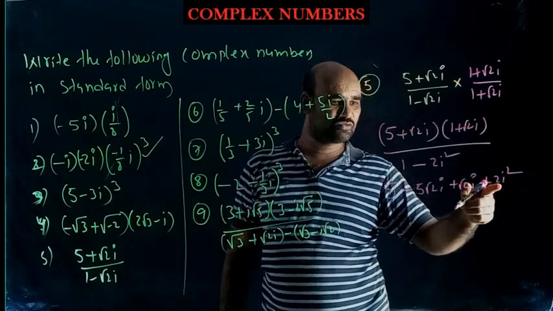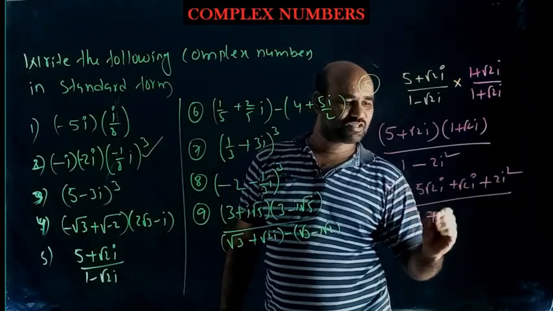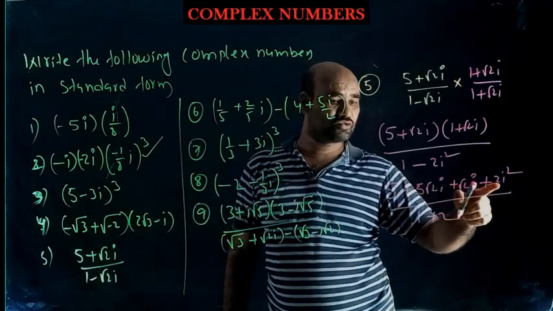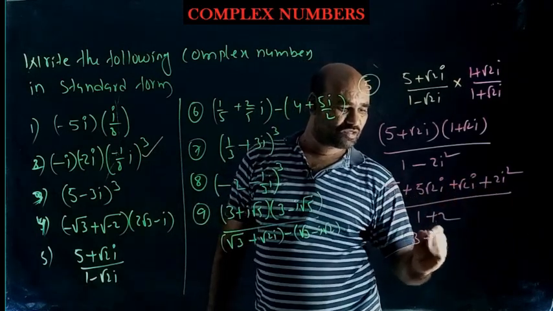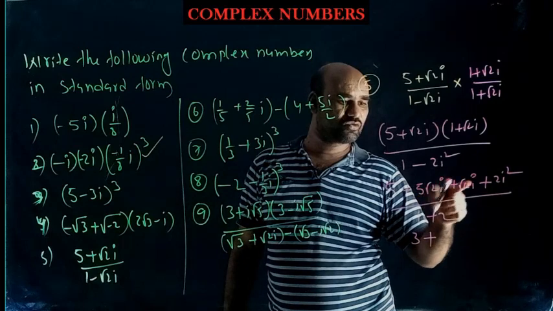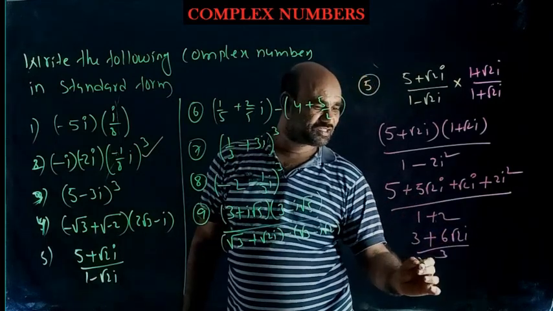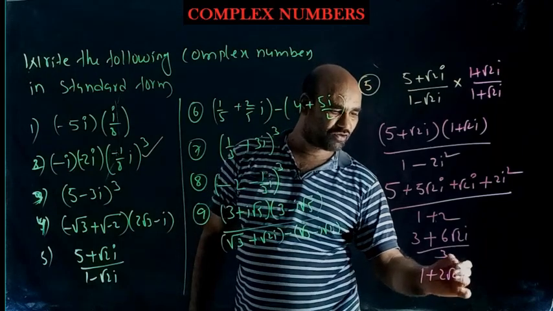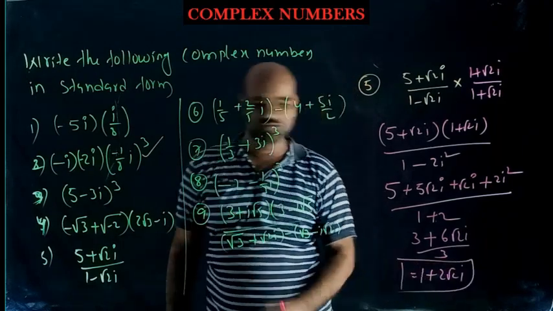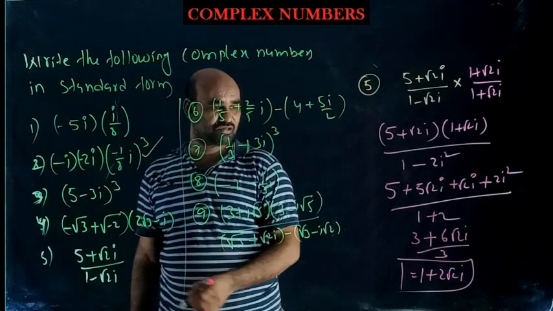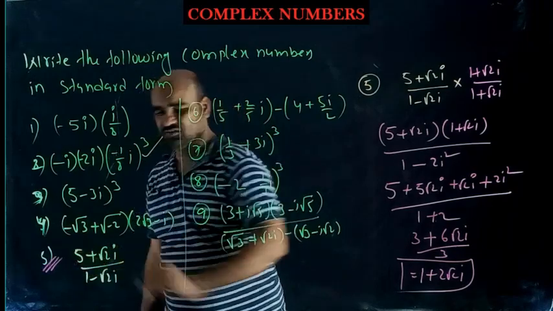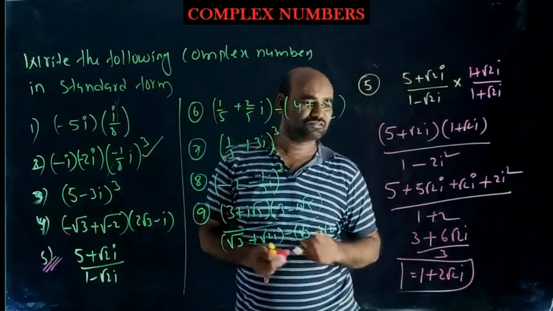This is minus 2, by 1 plus 2. So this is minus 1 over 3. Yeah, plus root 2 iota plus root 2 iota, 2 root 2 iota by 3. That is 1 plus 2 root 2 iota. This is the standard form of the problem number 5. Similarly, you can do all.